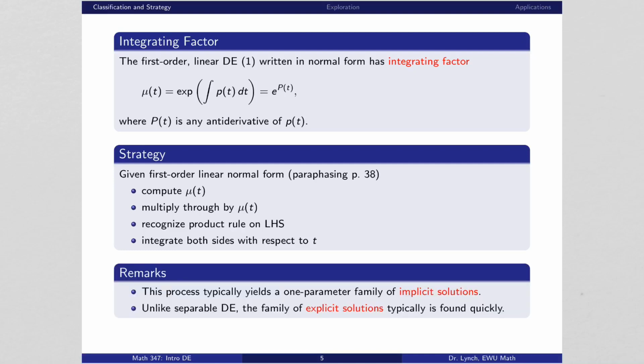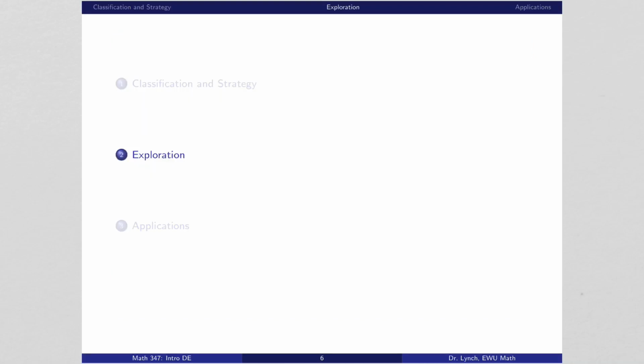Now, a couple of comments. It turns out that just like separation of variables, this procedure yields an implicit family of solutions. Unlike separation of variables, it's usually quick to identify the explicit family of solutions once you have that one parameter family. Okay, so a little bit of exploration. We'll go ahead and start with a couple of examples.